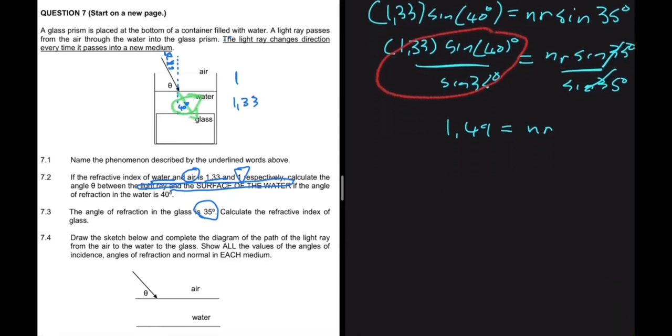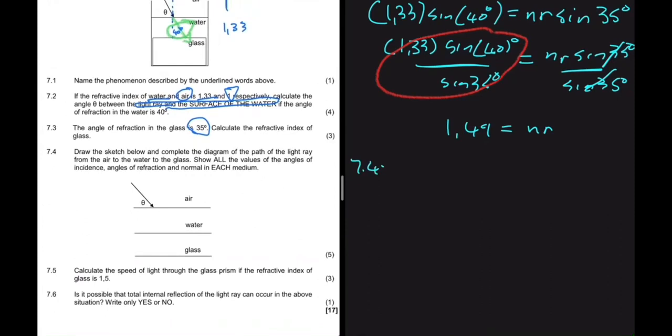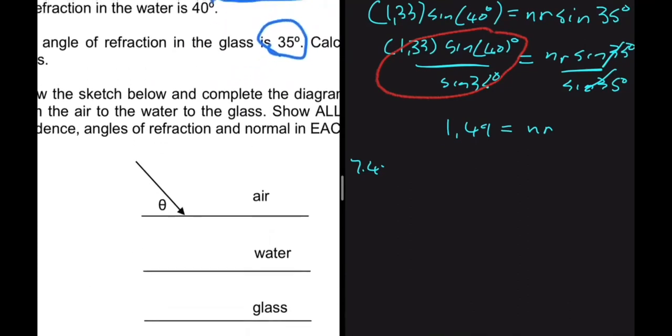Let's move to 7.4. So 7.4 is saying, draw the sketch below and complete the diagram of the path of the light ray from the air to the water to the glass. Show all the values of the angles of incidence, angles of refraction, and the normal in each medium. So let's just do that real quick, right?